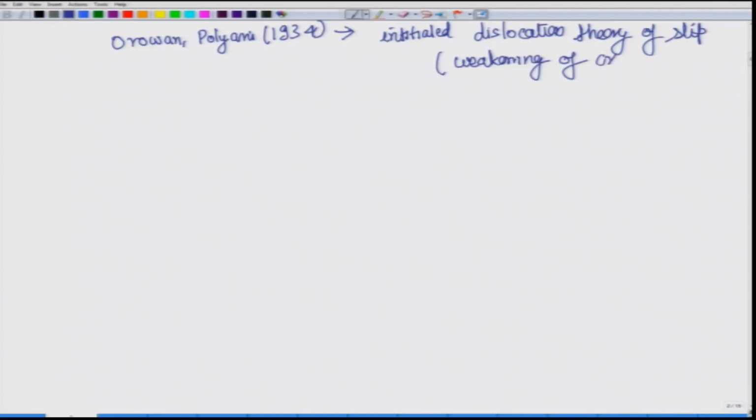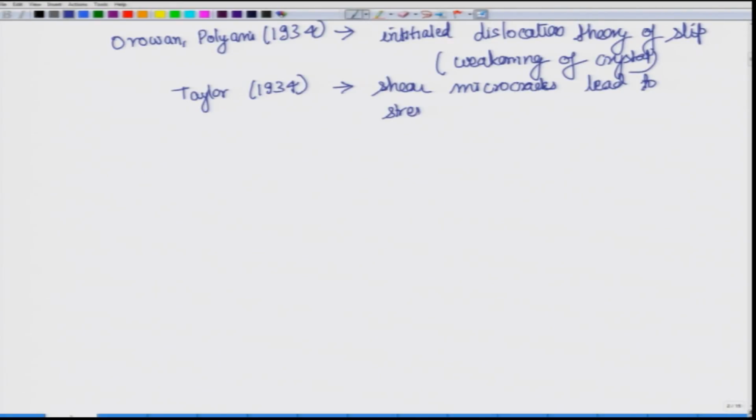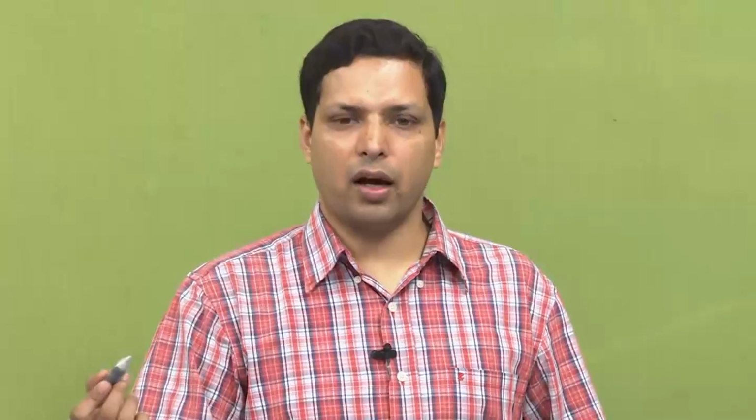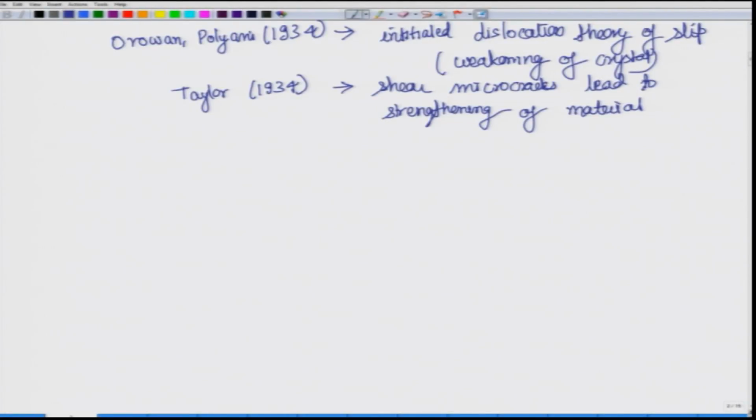On the other hand, in the same year, Taylor came up with another model, which says that the shear micro cracks can lead to strain hardening. So, you see this is kind of contradictory work, contradictory results, but the origin is the same. That is the nature of dislocations. Orowan and Polanyi are talking about dislocation to understand why the crystals are weaker than what they should be. On the other hand, Taylor has used dislocation to explain why deformed materials should have higher strength. So, this is a kind of contradictory and very interesting phase of dislocations, which led to the understanding of the theory of dislocations.